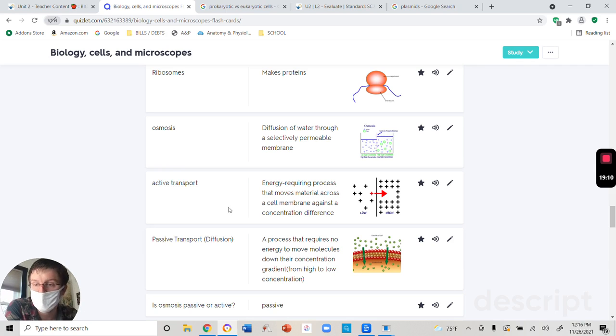So remember, this is with almost everything in science. An area of high concentration will always naturally want to move to an area of low concentration. For example, you're squeezing a tube of toothpaste. The reason that toothpaste comes out of the tube is because you're applying pressure to the tube. So the toothpaste wants to go from an area of high pressure to an area of low pressure. It's the same thing with water and anything else.